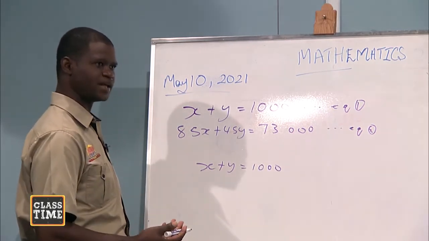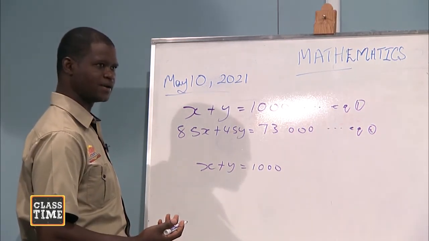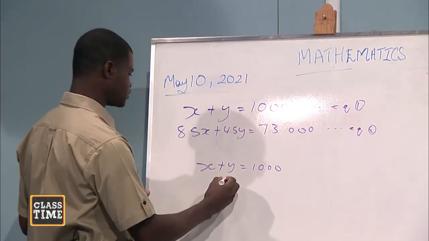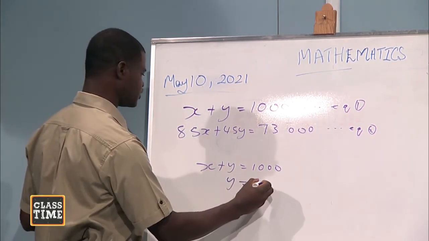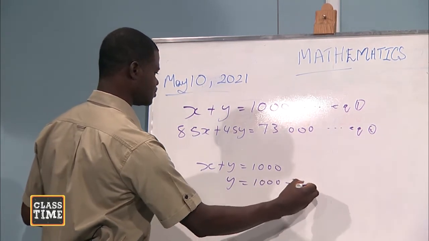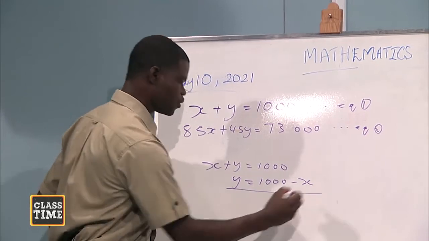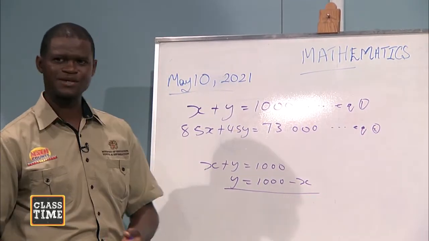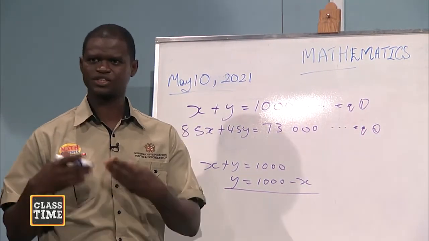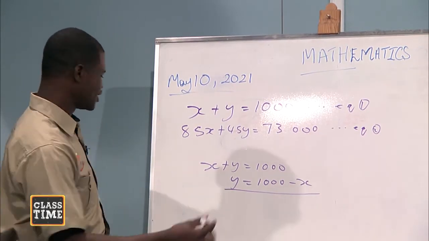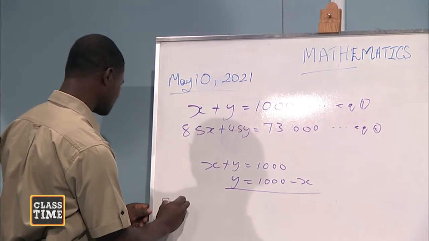So let us say I want to find the value for y. I would just subtract x from both sides. That would leave y is equal to 1,000 minus x. So this now is my value for y. So wherever I see y now in equation 2, I can substitute 1,000 minus x. All right, so let us do our substitution.